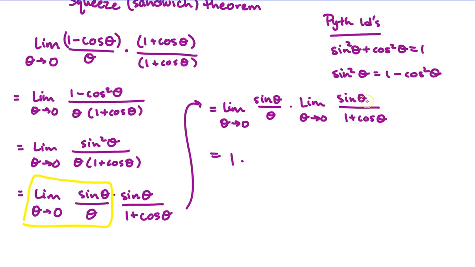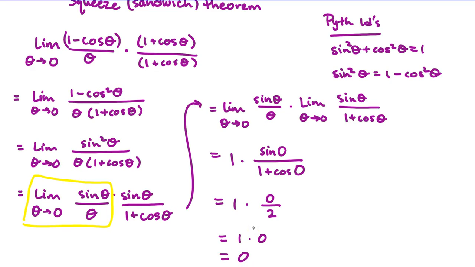Sine of 0 over 1 plus cosine 0. The sine of 0 is 0. The cosine of 0 is 1. So this is 1 times 0 over 1 plus 1, 2. 0 over 2 is 0. 1 times 0 is just 0. So you can prove that second one once you have the other one.